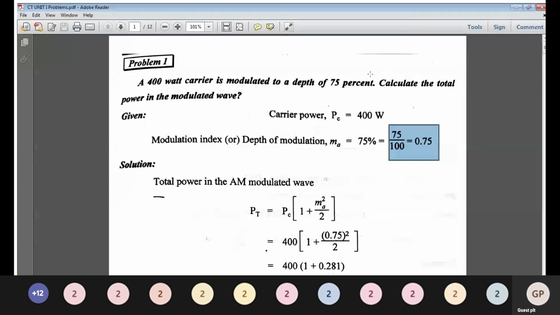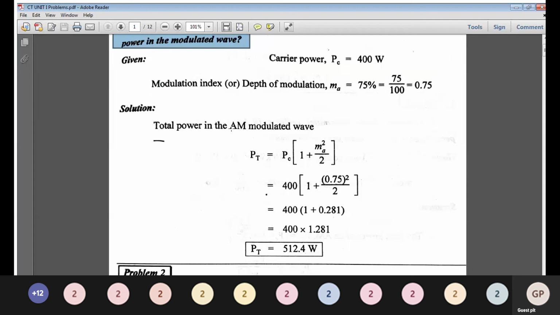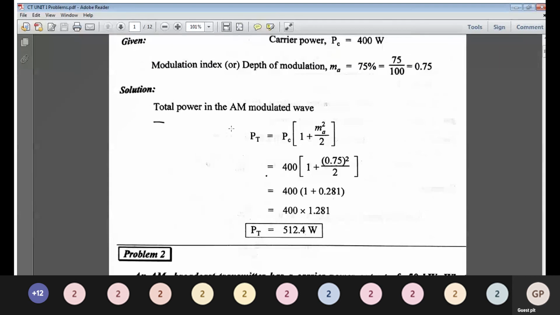What did they ask to calculate? We have to calculate the total power in the modulated wave. After modulation, what is the total power? So write the formula of the total power after modulation. This waveform is an AM modulated wave, so the formula is PT equals PC into 1 plus MA square by 2. This is the formula.